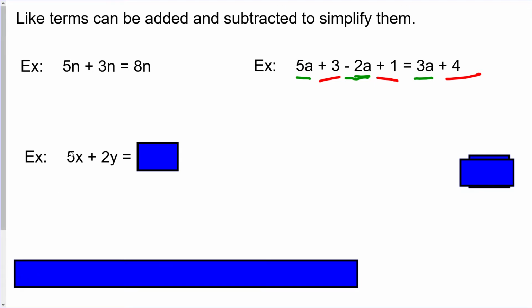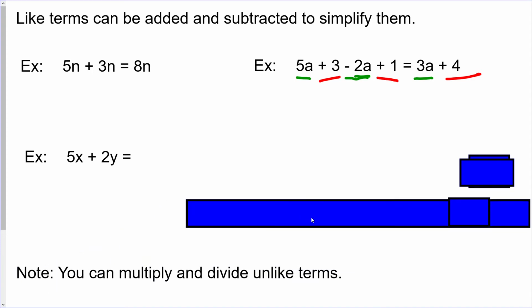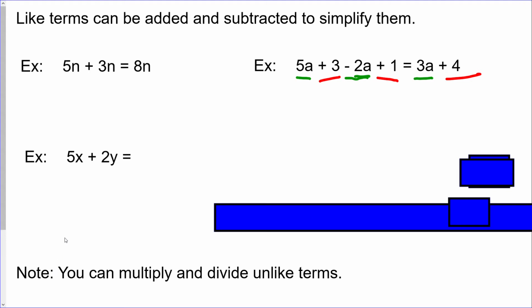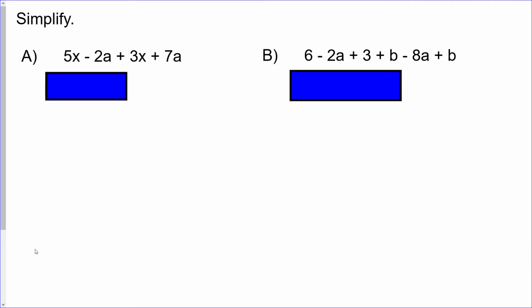The last one here, 5x plus 2y, equals, well, nothing. It's already in simplified form. The x and the y are not like terms, so there's really nothing you can do with it. One thing to keep in mind is that you can multiply and divide unlike terms. You can multiply and divide them all you want, but for adding and subtracting, which we will commonly use to simplify them, you can only do it with like terms. On we go.